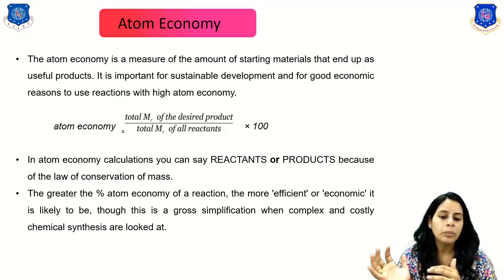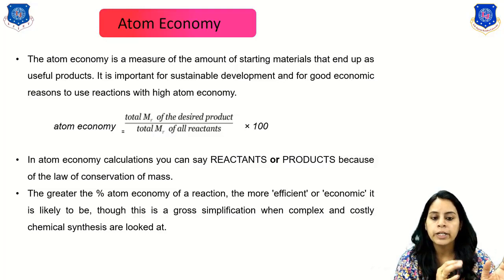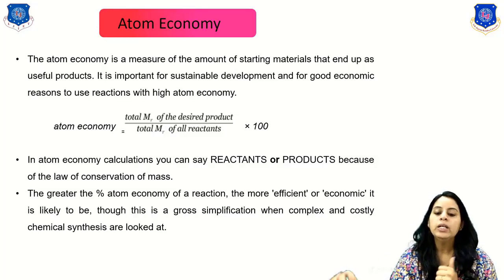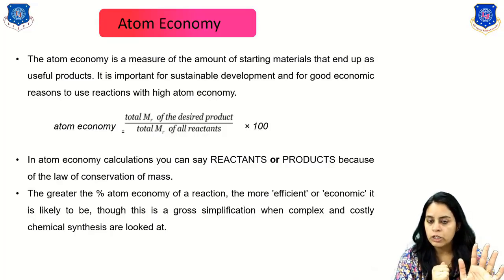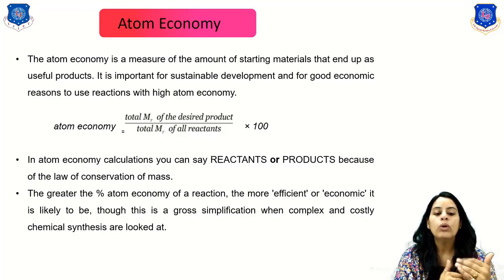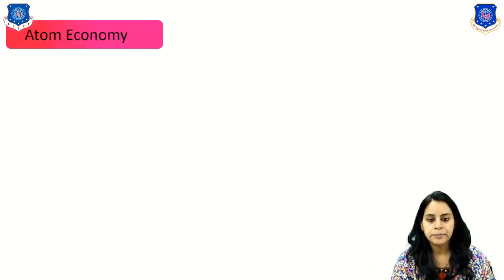Now atom economy means the total molecular weight of the desired product divided by the total molecular weight of all the reactants, times 100, right? So in the atom economy calculation, you can use either the reactants or the products because of the law of conservation of mass, right? So the greater the percent atom economy of a reaction, the more efficient or economic it is likely to be, though this is a gross simplification when complex and costly chemical syntheses are looked at, right?